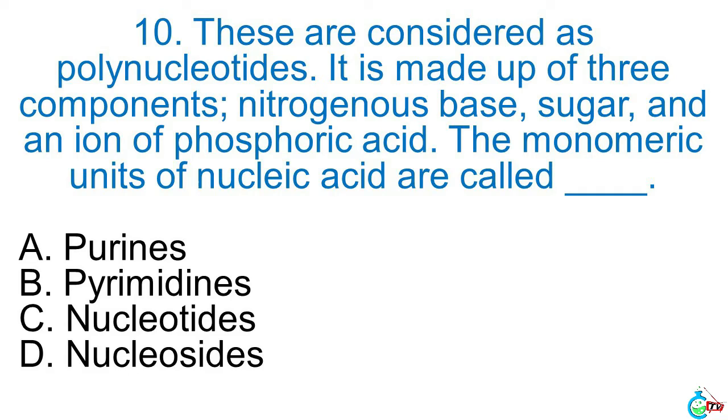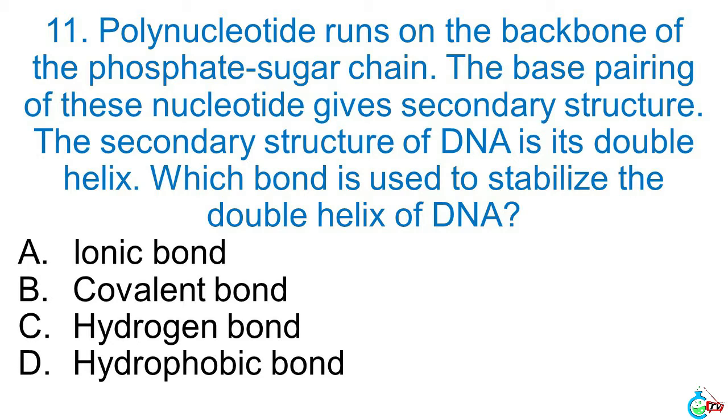10. These are considered as polynucleotides. It is made up of 3 components: nitrogenous base, sugar, and an ion of phosphoric acid. The monomeric units of nucleic acid are called blank. C. Nucleotides.